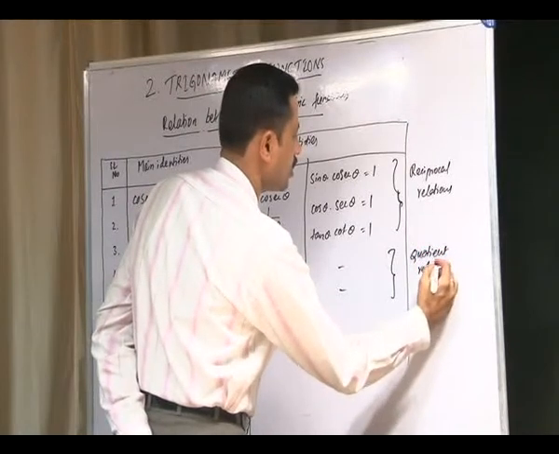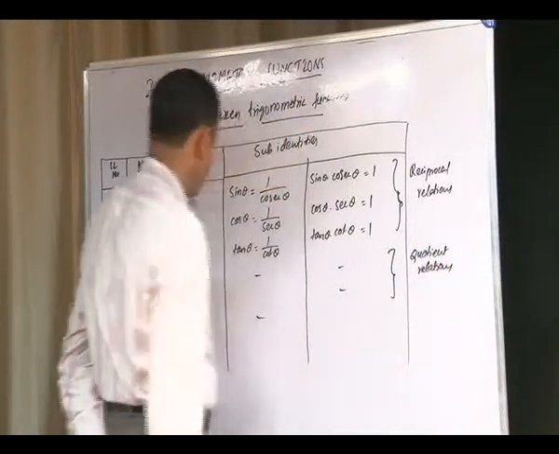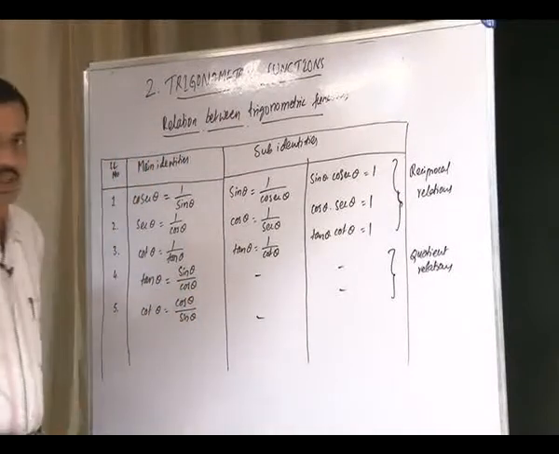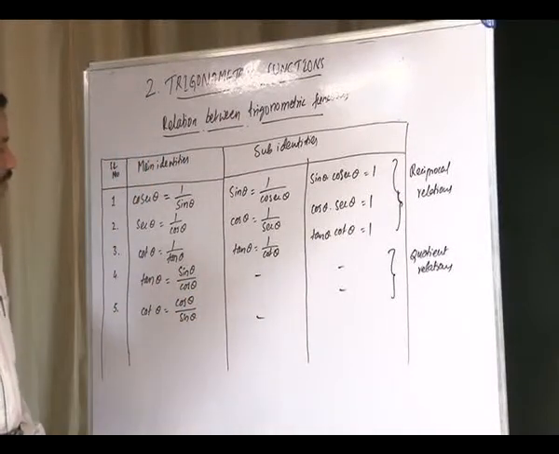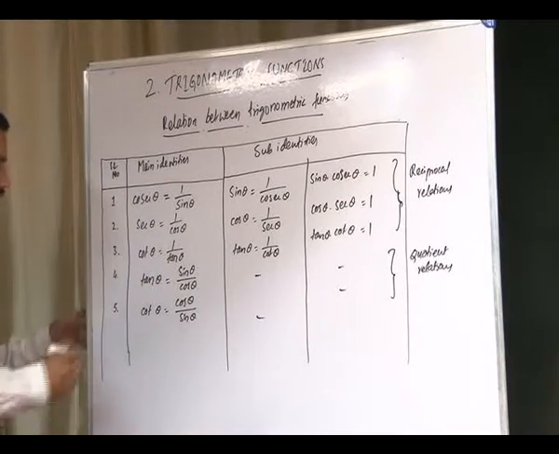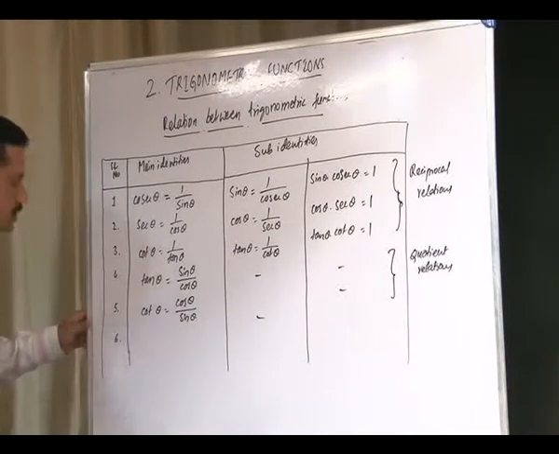Quotient relations. Sin theta by cos theta gives tan theta, and cos theta by sin theta gives cot theta. So, next one is the sixth one.